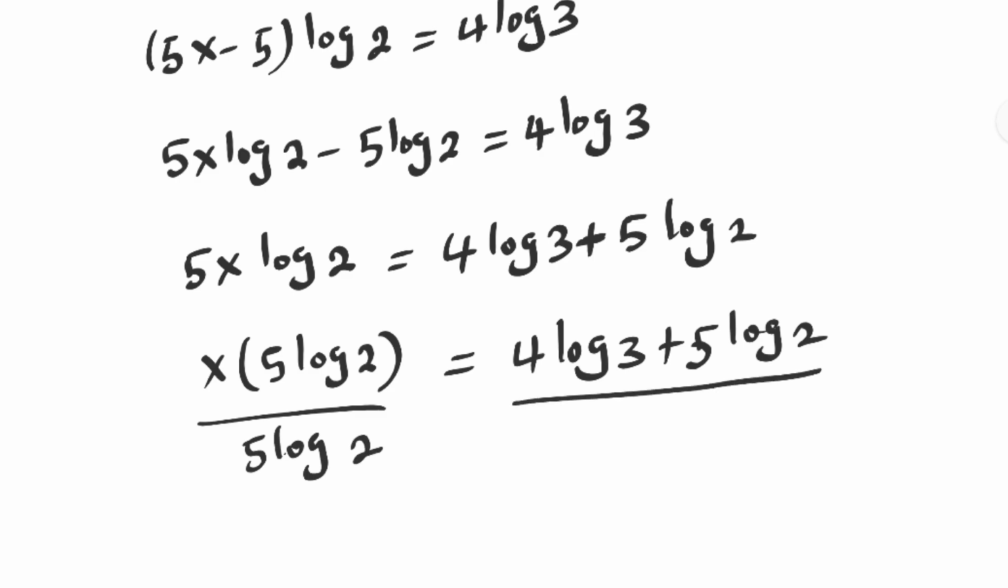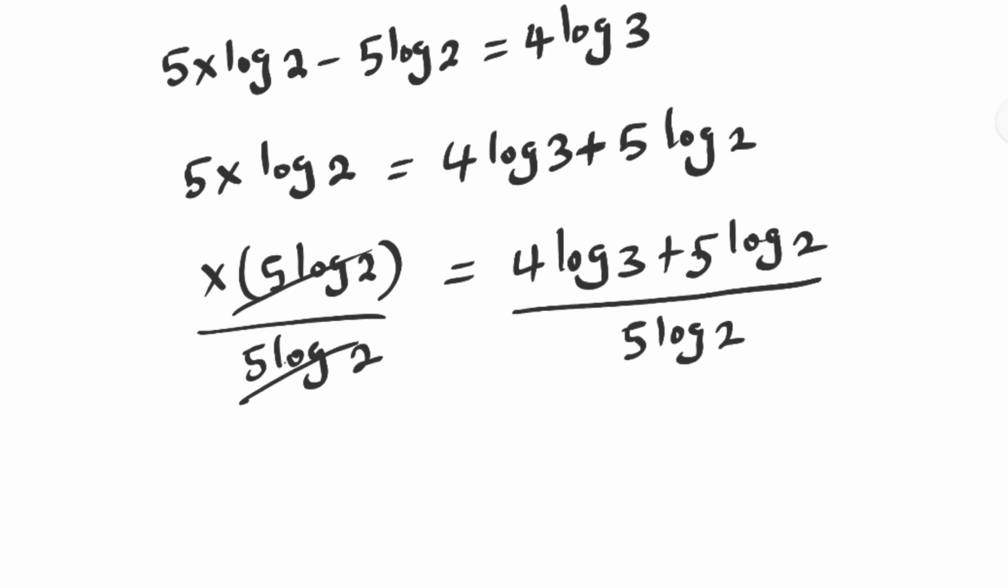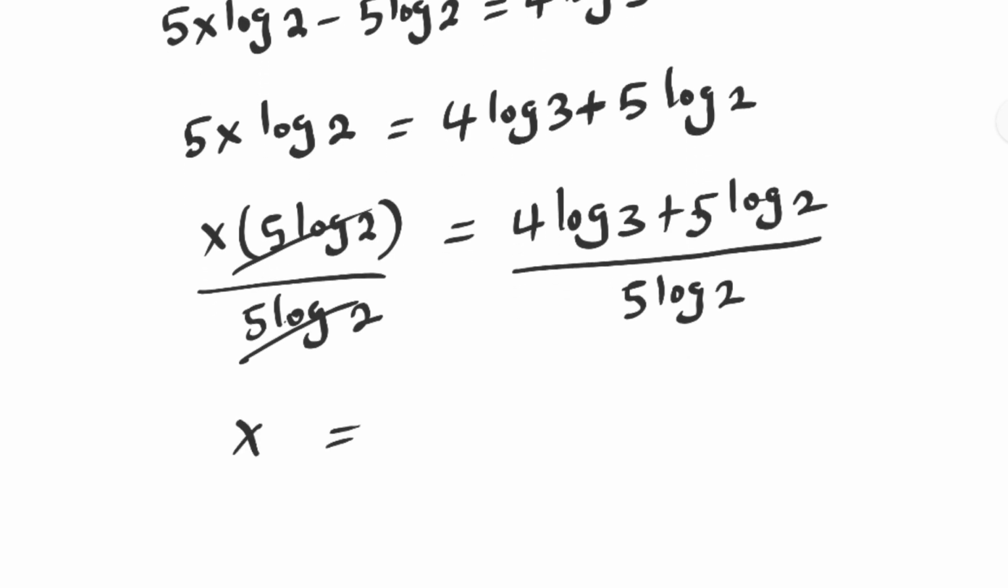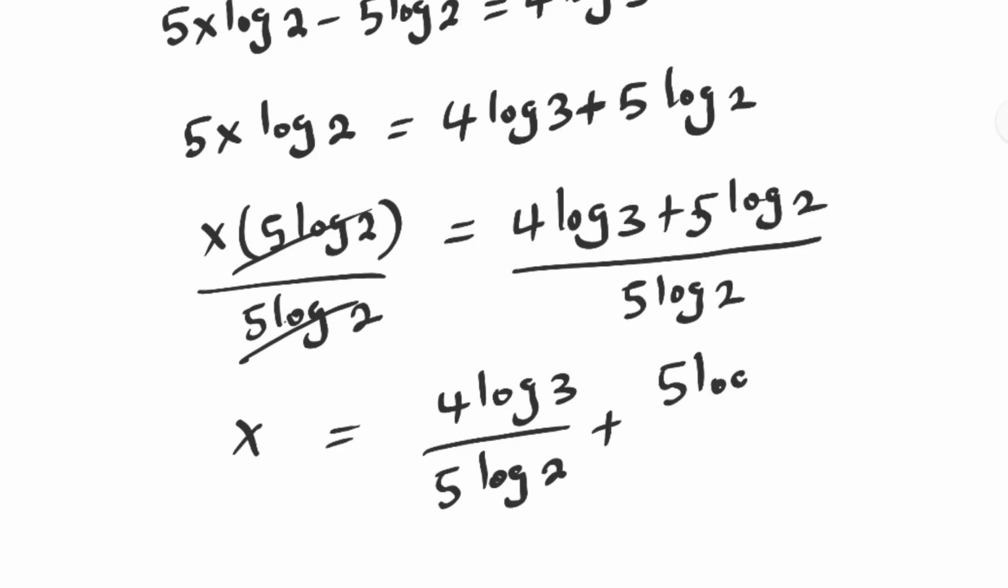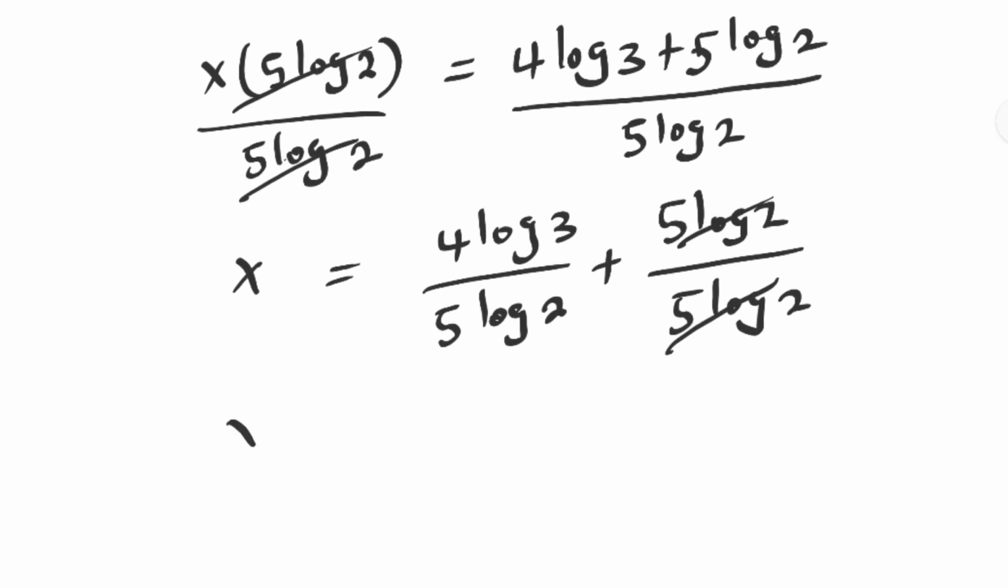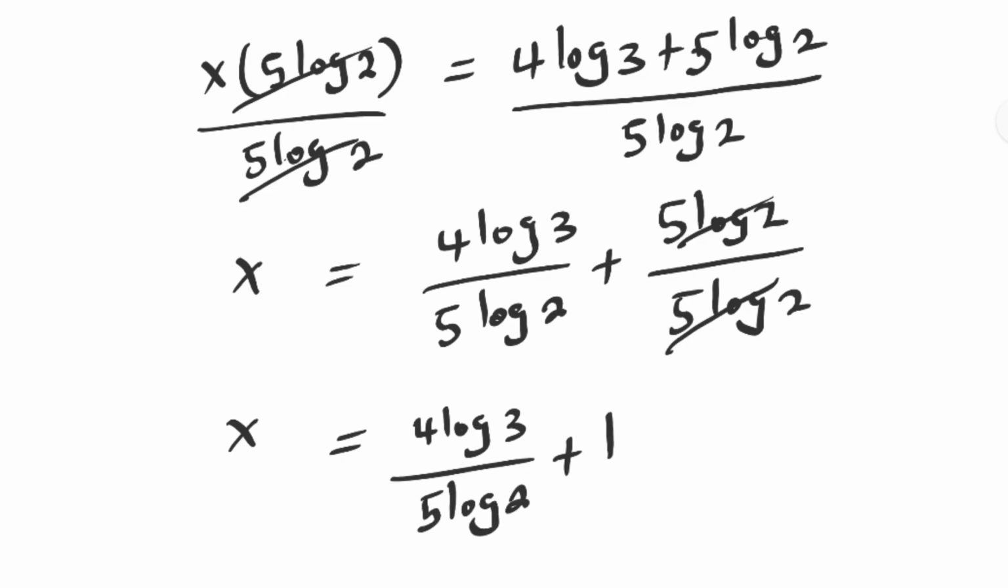This divided by 5 log 2. This cancels this. x is equal to 4 log 3, if you split this, over 5 log 2 plus 5 log 2 over 5 log 2. This cancels this. x is equal to 4 log 3 over 5 log 2 plus 1.